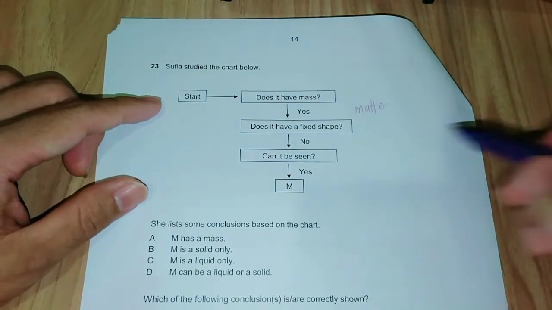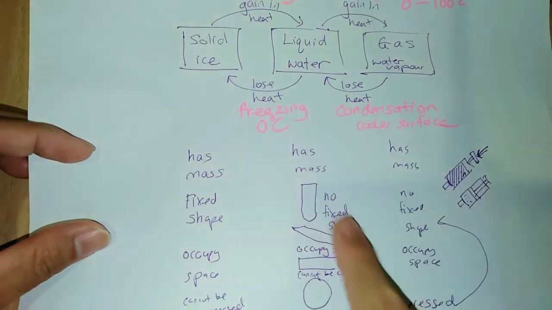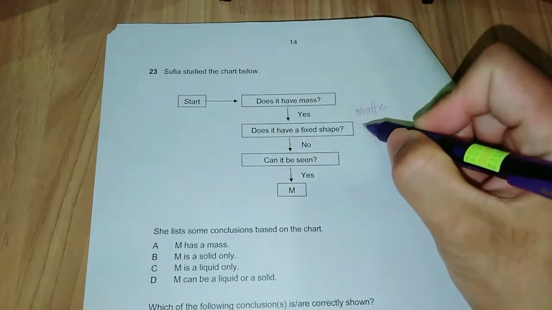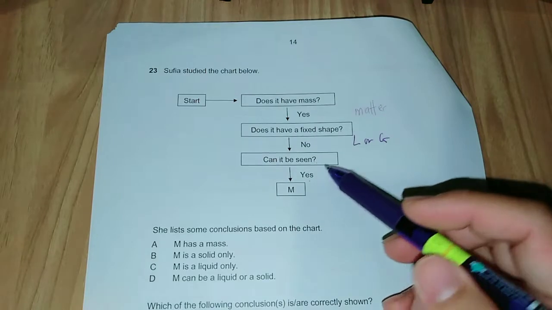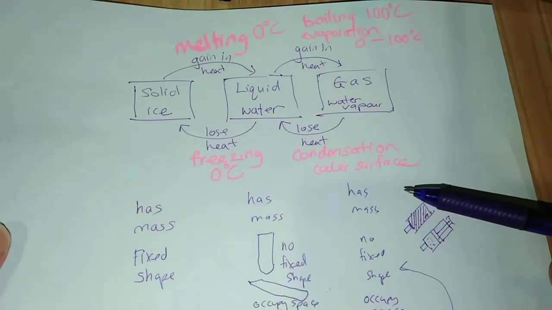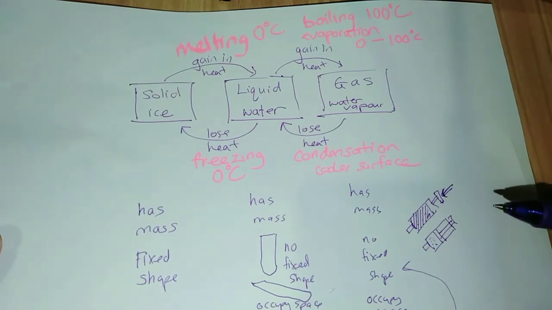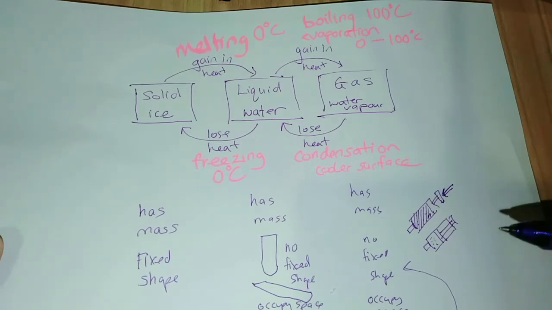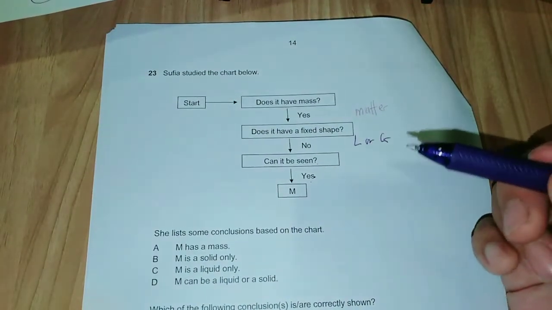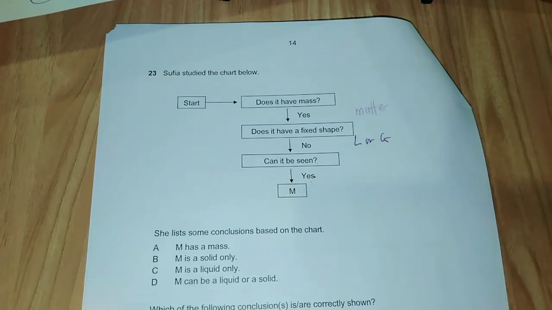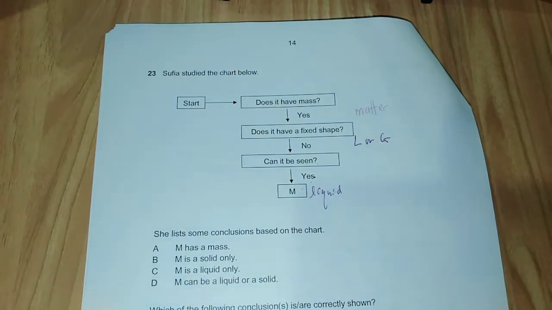Does it have a fixed shape? It says no. No fixed shape. So no fixed shape, it can either be a liquid, alright, or a gas. So here it can either be a liquid or gas, I'm not sure which one yet. Let's go on further. Can it be seen? Yes. You know that gas, of course some gases have colors, but typically the gases that you will be exposed to, such as air, which is a mixture of gases, or water vapor, oxygen, carbon dioxide, all these gases do not have colors, so they cannot be seen. Alright? If it can be seen, then of course it is unlikely to be a gas. In your context, in any case. So therefore, this can be seen, yes, should be a liquid, such as water, Milo, Ribena, all this you can see.